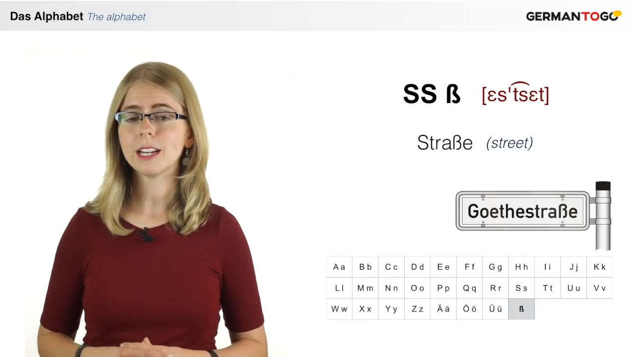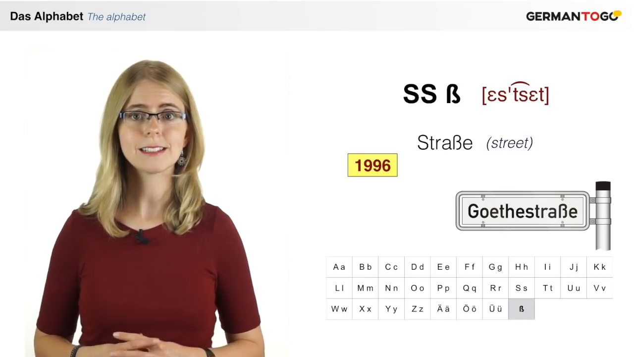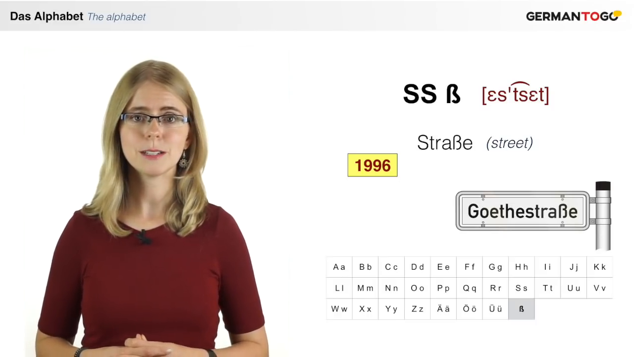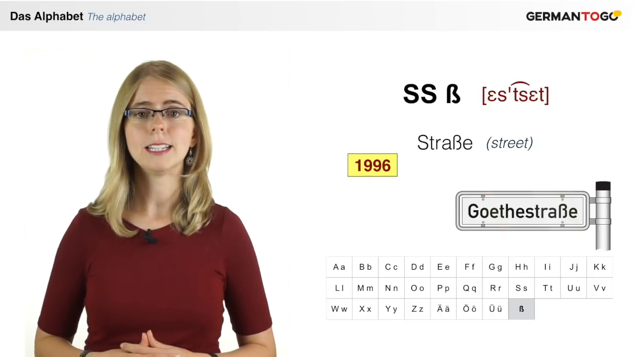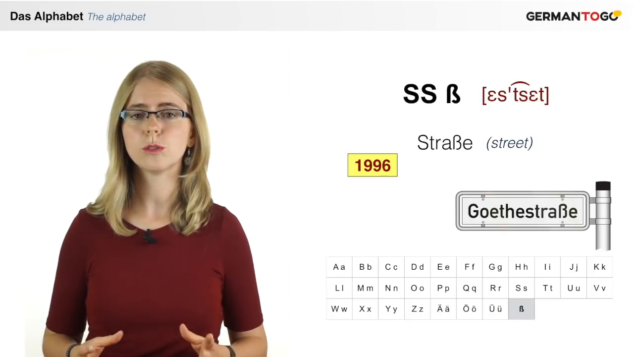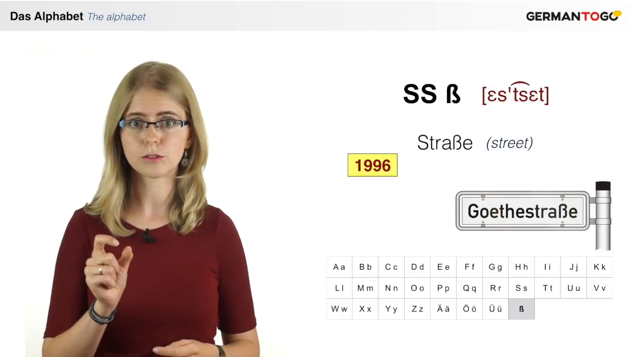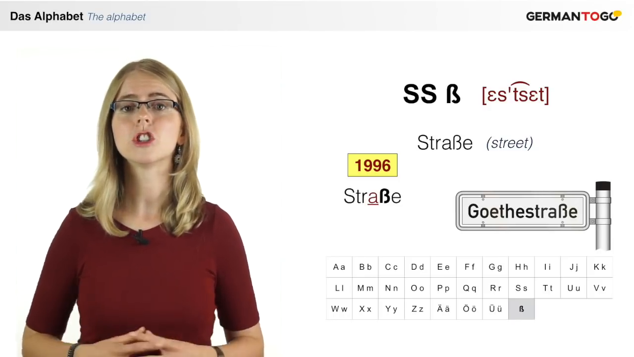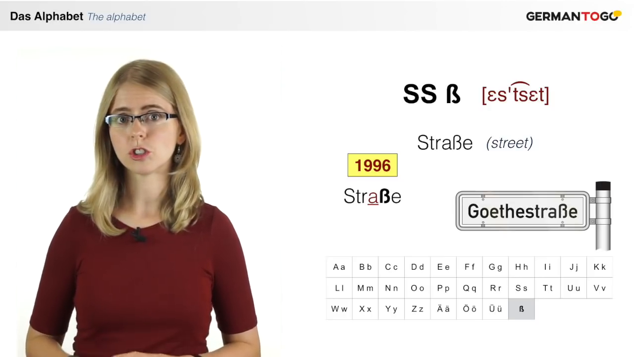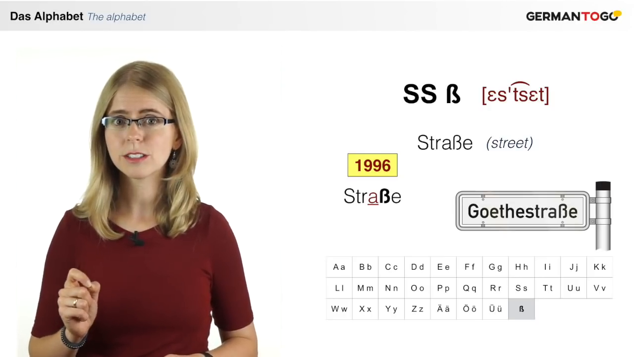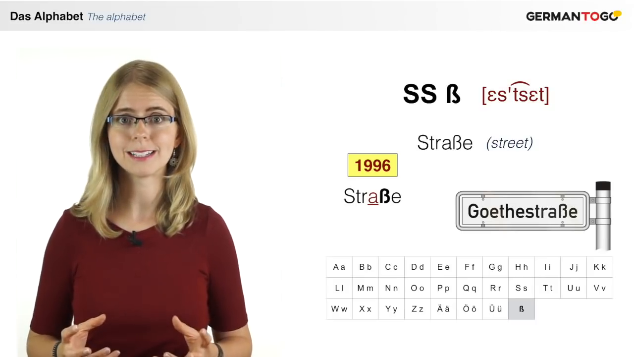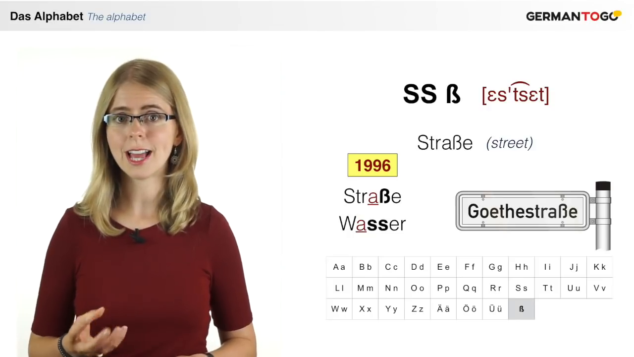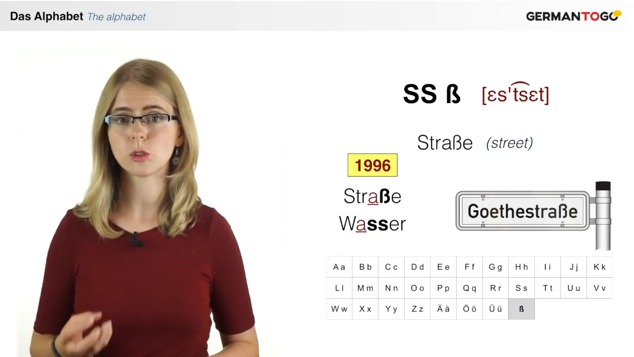And there was a spelling reform in 1996, a very important spelling reform, which replaced most SZ by double S. And nowadays you can follow this rule that if you have a long vowel in front of the S sound, it will probably be an SZ, as in Straße. And if you have a short vowel in front of the S sound, the S will probably be a double S, yeah? As in Wasser. Straße, it's a long A, and Wasser is a short A.